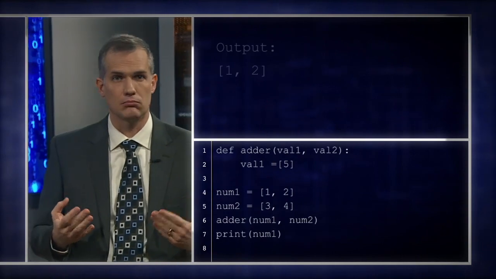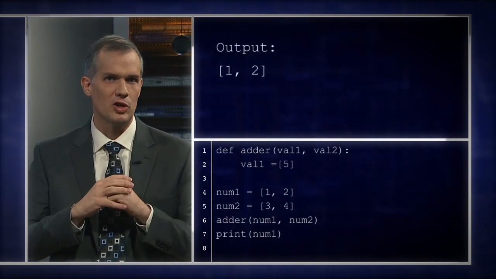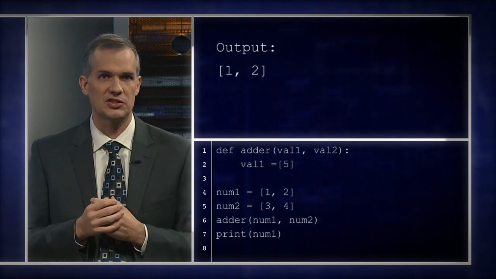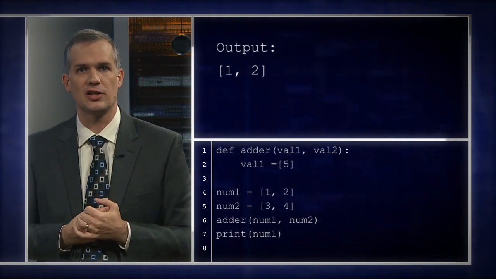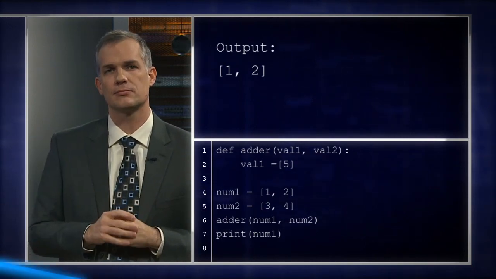Okay, let's see. Whoa, what on earth is happening? I thought we just learned that lists were mutable, and here I am trying to change something, and it does not actually change. I got the same list I started out with. The function didn't do anything.